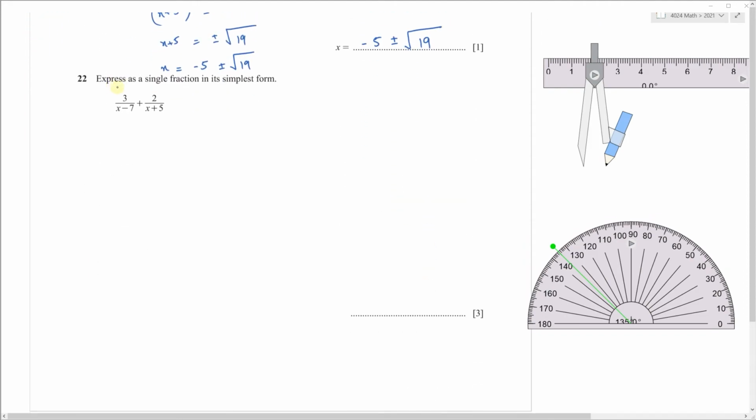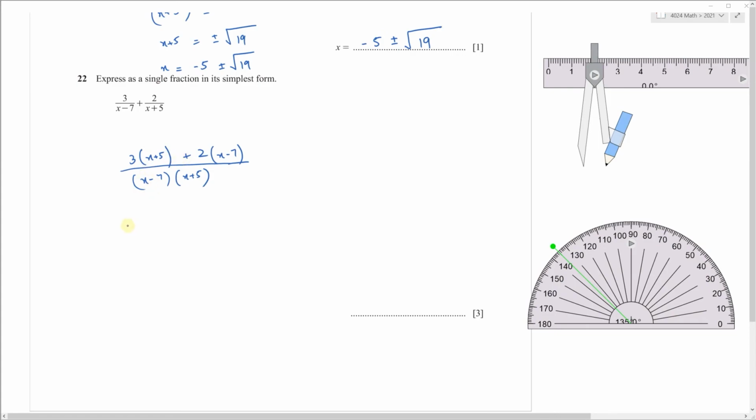Question 22 is expressed as a single fraction in its simplest form. So you'll take the LCM by simply multiplying the two denominators. Since x minus 7 is multiplied by x plus 5, in the numerator it will be also multiplied by x plus 5, plus this 2 will be multiplied by x minus 7.